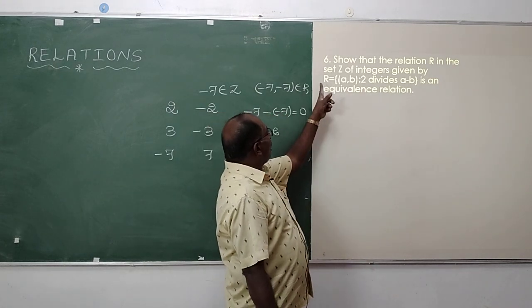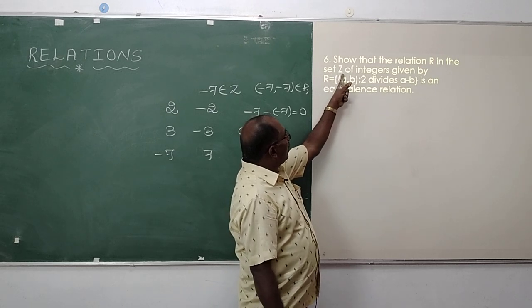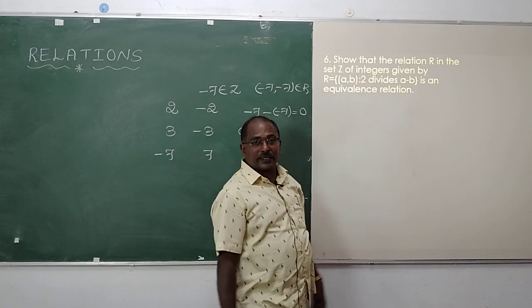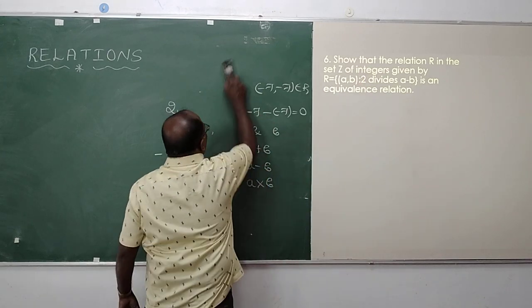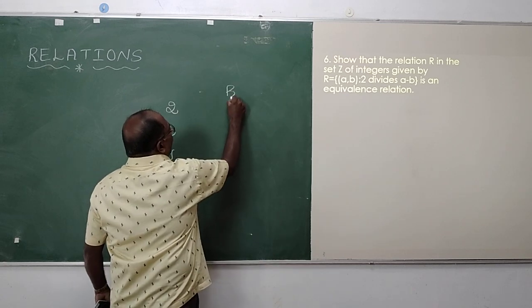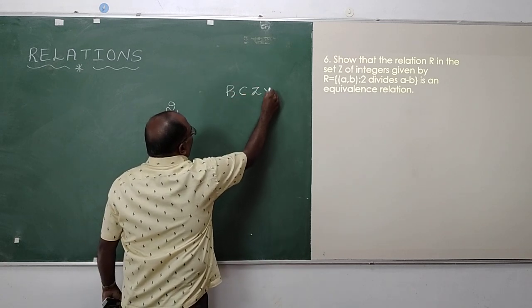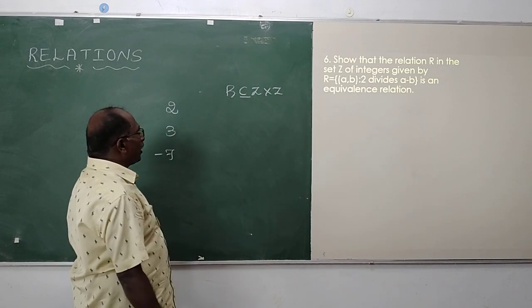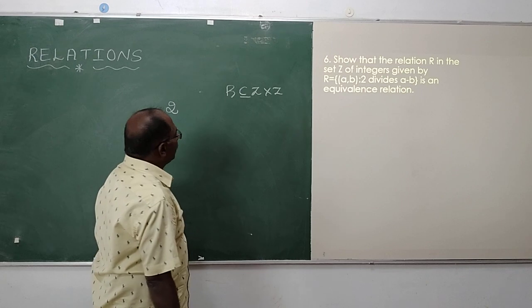Again I repeat, here R is the relation defined on the infinite set Z. We know it denotes the set of all integers. Students, here R is a subset of Z cross Z. We know a relation is either a proper subset of Z cross Z or an improper subset of Z cross Z.